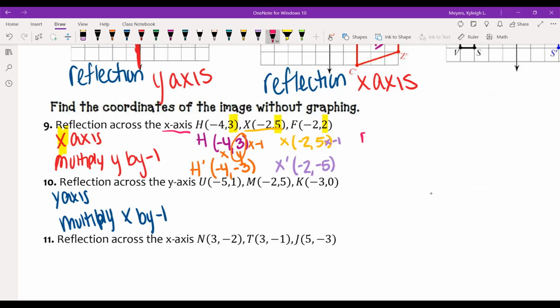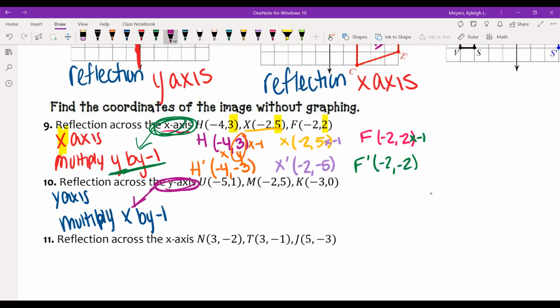For f, we started off with -2, 2, right? We want to multiply this by -1. And our new f is -2, -2, right? And that's because we know we're reflecting across the x-axis, which means we multiply y by -1. Now we're going to do the opposite, right? We know that we're reflecting over the y-axis. So that means we're going to multiply x by -1.